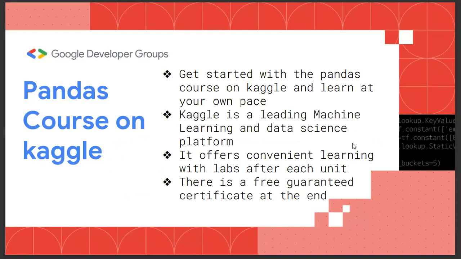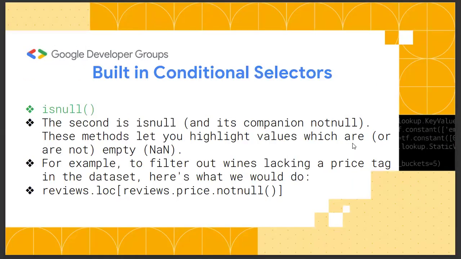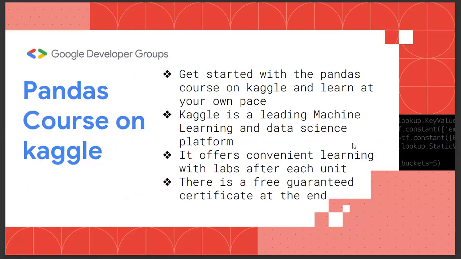Okay, so this brings us to the end of this video. But before I end this, what I've given you here is just a hint about the Pandas library. I want to refer you to the Pandas course on Kaggle that you can take and master most of the things that we've been doing here. Kaggle is a leading machine learning and data science platform which offers convenient learning with labs after each unit. There is a free guaranteed certificate at the end.